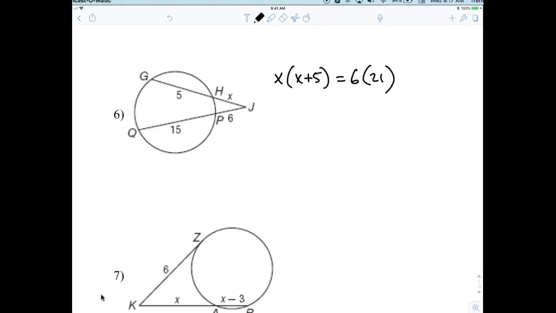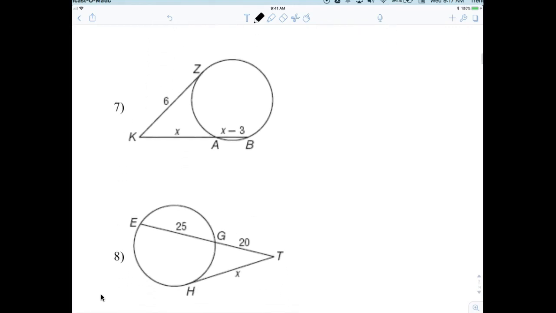Perfect. And again, practice solving that tonight. Now I'm on number 7.